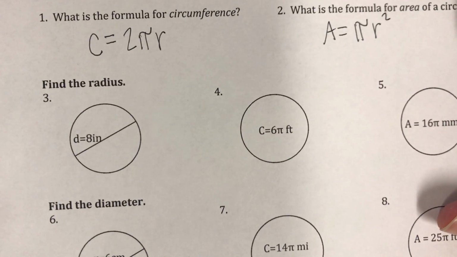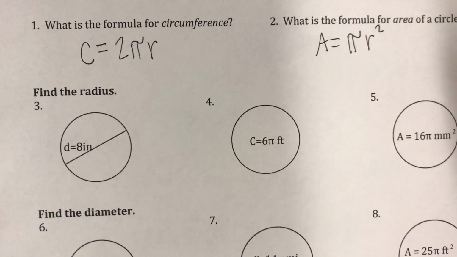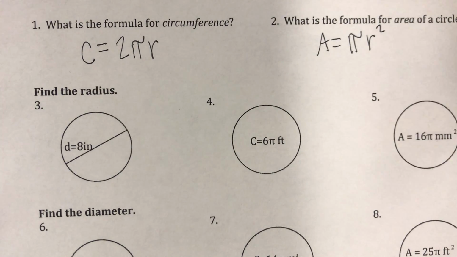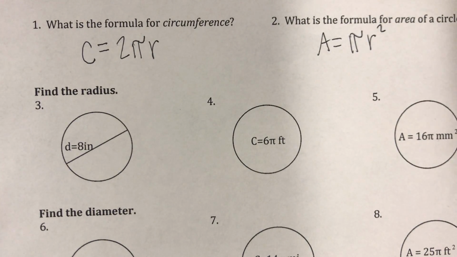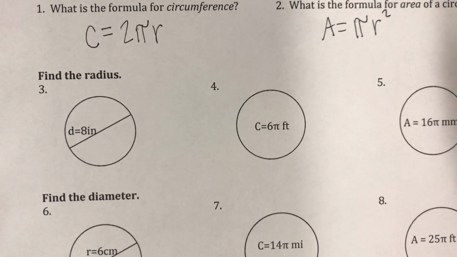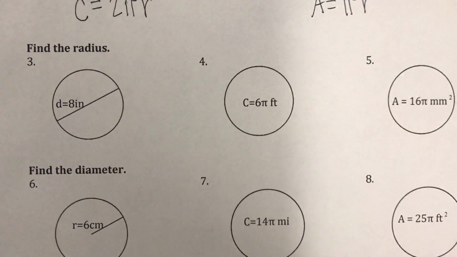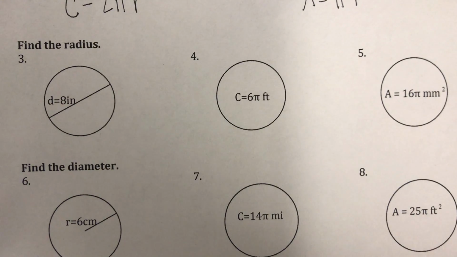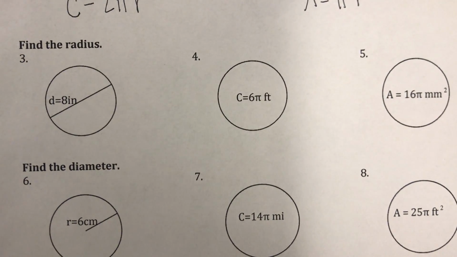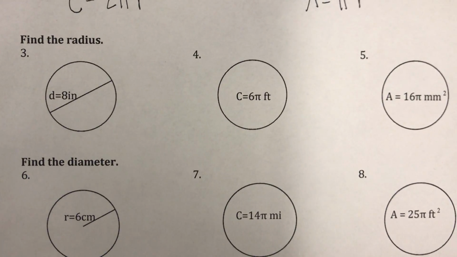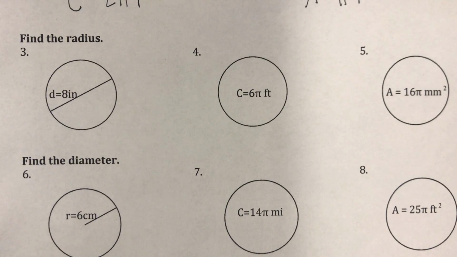So let's look at number 3. Number 3, actually I want you to pause the video and I want you to try to do numbers 3 through 8 by yourself. So go ahead and do 3 through 8 by yourself. Pause this. Okay, I hope you paused the video and that you actually tried to do these on your own.